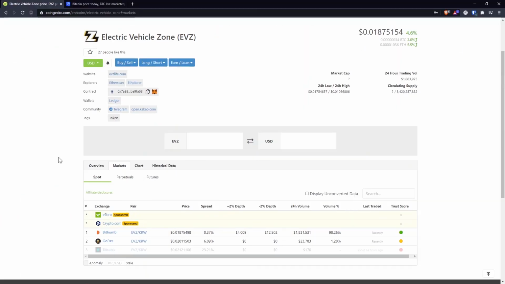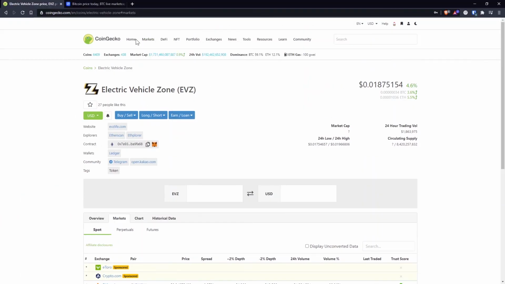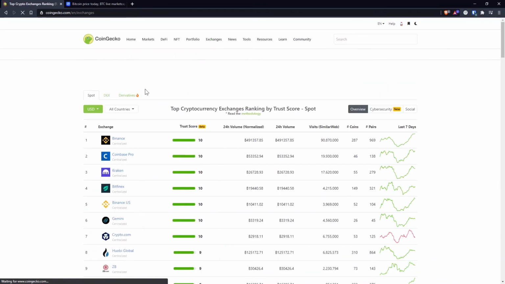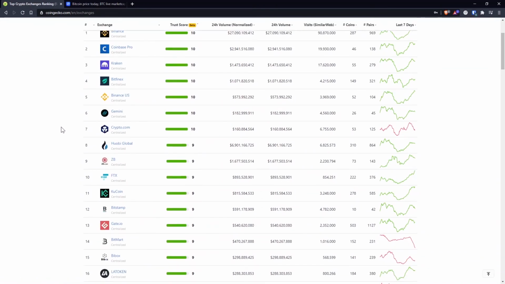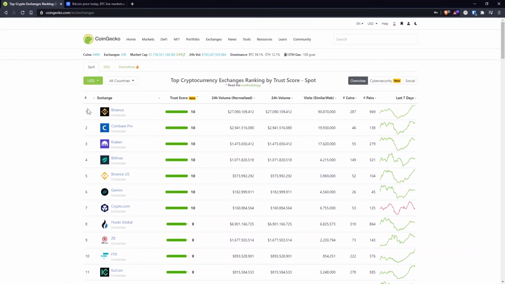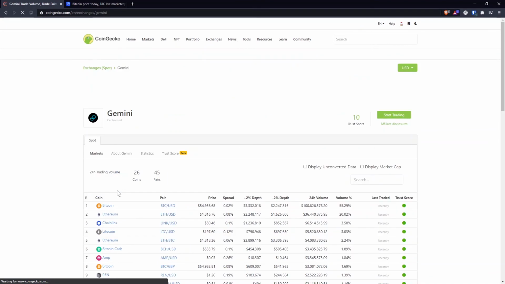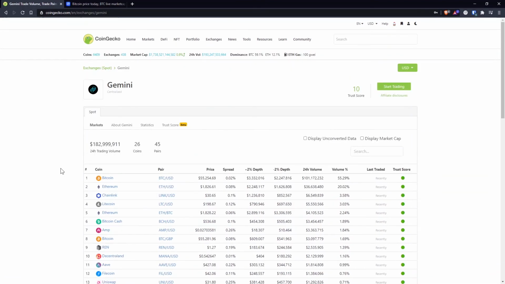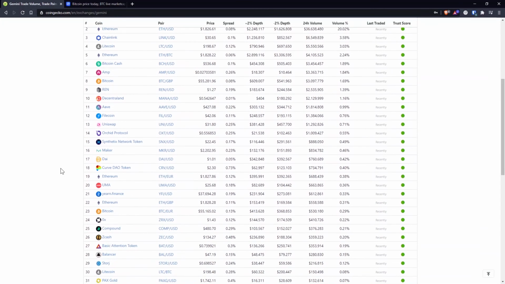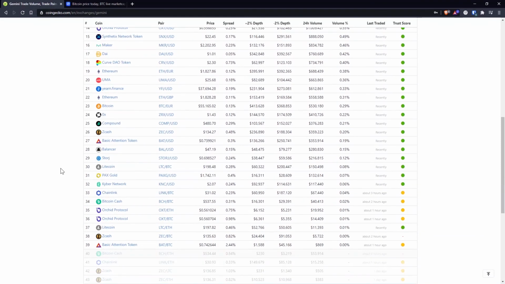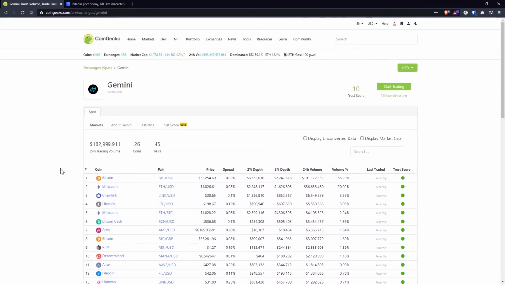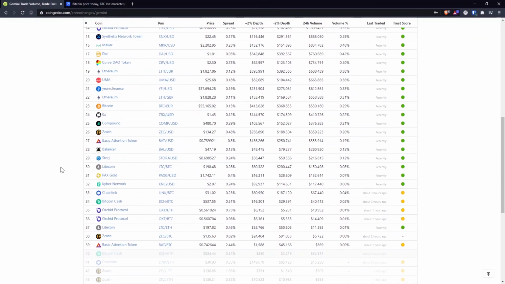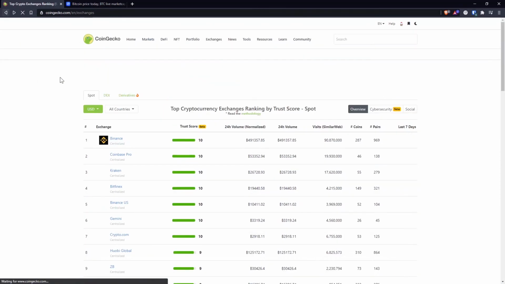But another way that you can use CoinGecko is to go to the exchanges tab, then click on spot. And here you'll find a list of the most popular crypto exchanges, ranked by their trust score offered by CoinGecko. And if you click on one of them, let's say Gemini for example, then you'll come to this page where you'll be able to see all the available coins that are traded on the Gemini exchange. Gemini doesn't have that many compared to the biggest one, Binance for example. Let's go and see Binance.